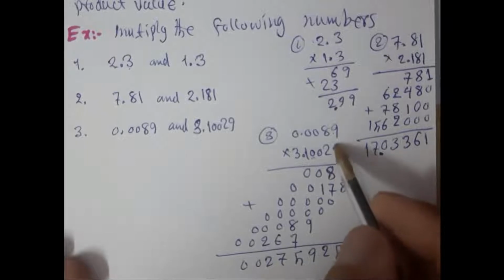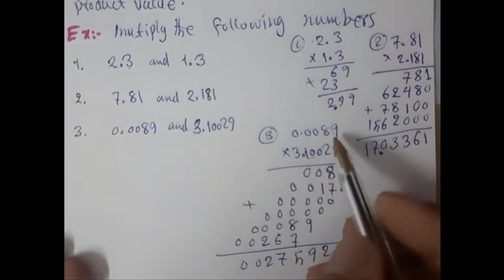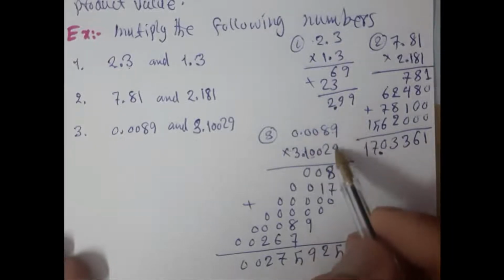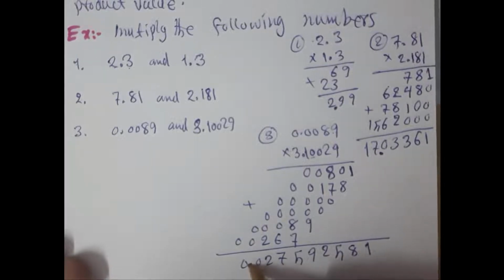How many numbers do we have after the decimal point? 1, 2, 3, 4, 5, 6, 7, 8, 9. Here we can put the decimal point.